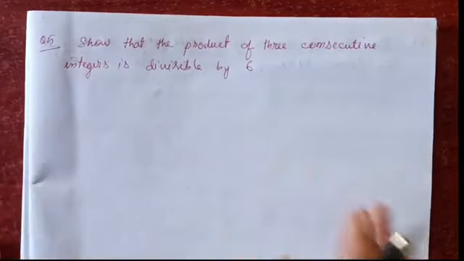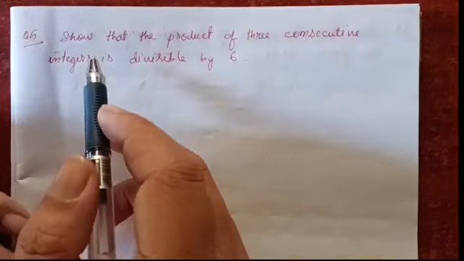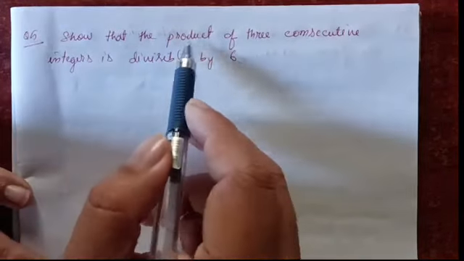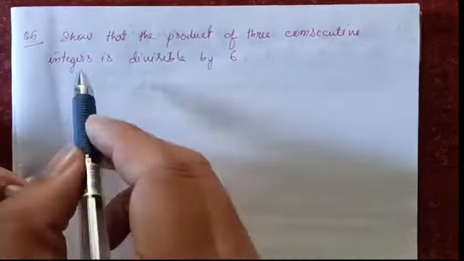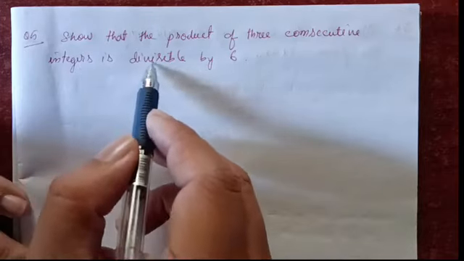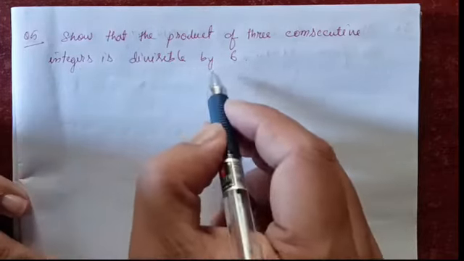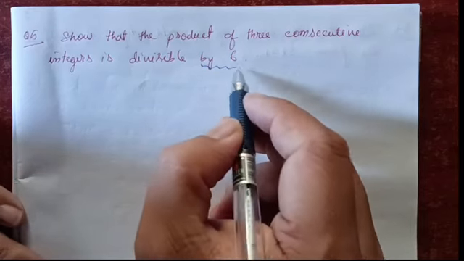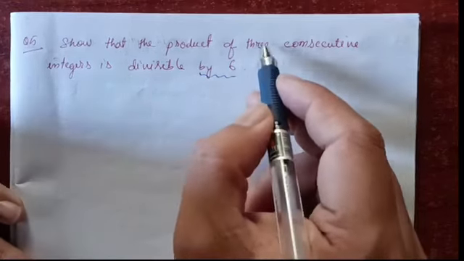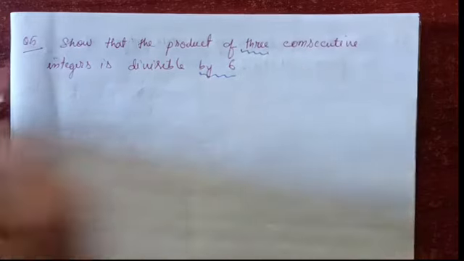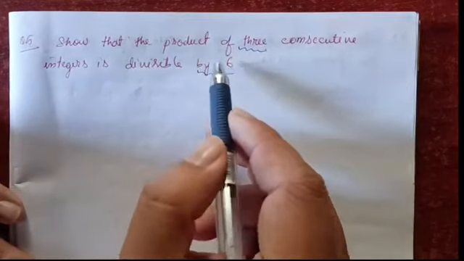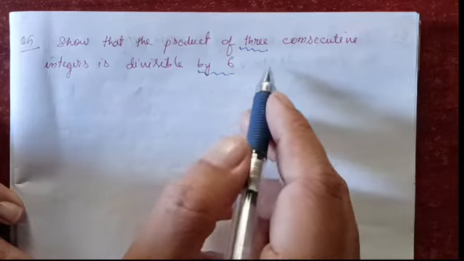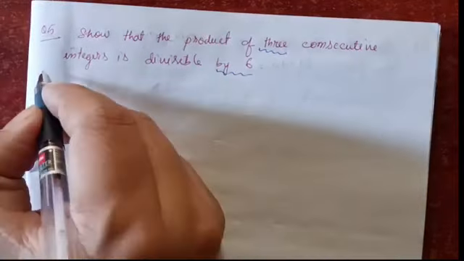Now question number 5. In this question number 5, show that the product of 3 consecutive integers is divisible by 6. Now by 6, so we need to use the number 6. How many times are we going to write? We are going to write 3 times. They don't mention any odd or even, that is why we can directly start. Okay, look.